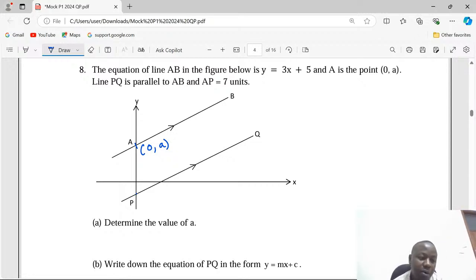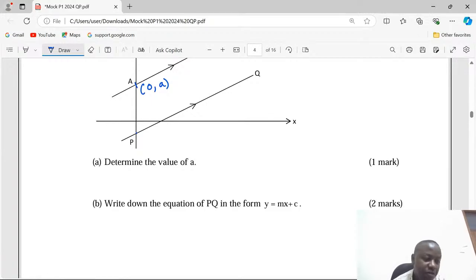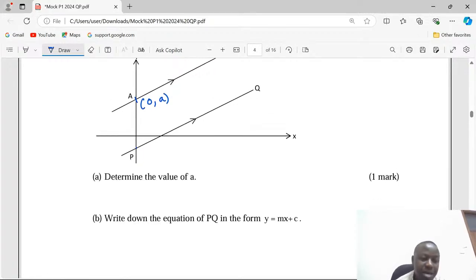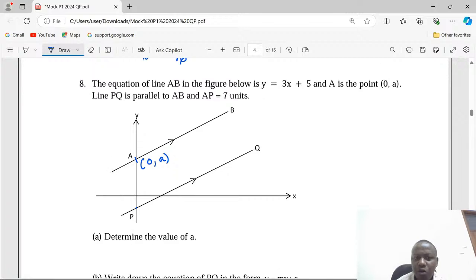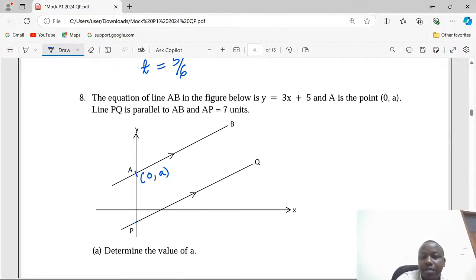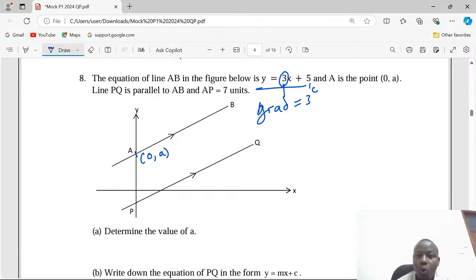Going to the questions now, we are told to determine the value of a. So the value of a is going to be extracted from the equation here. Remember, with the general equation of a straight line, we have the coefficient of x as the gradient. So for this particular line AB, we have a gradient equivalent to 3, and we have the constant c at this point. c represents what we call the y-intercept.